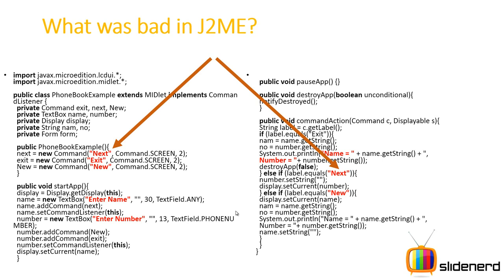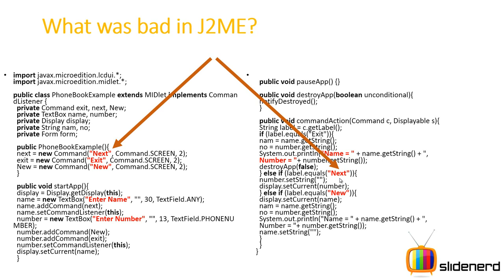So what is the problem with this approach? There are a nice amount of problems with this, and that is why Android evolved from J2ME. Here, you see the text like Next, Exit, New, and you're putting them inside your Java code. So if you change them in one place and forget to change them in the other place, then your program is not going to work right. That is one of the biggest problems you had in J2ME, and that is the reason why Android thought they should keep things separated.